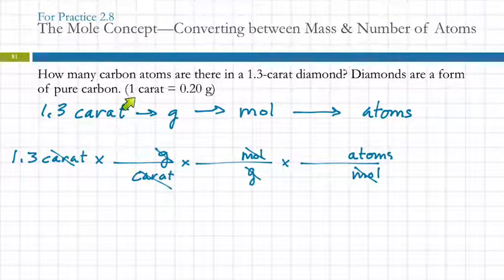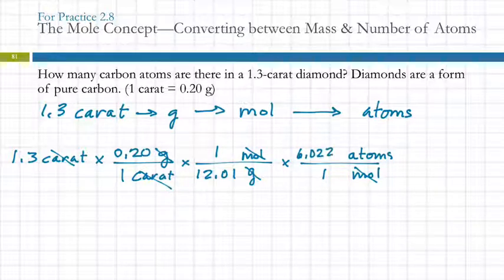So here we've got our grams and our carats. So 1 carat equals 0.20 grams. Here we've got moles and grams. That is the molar mass. We're going to use the average molar mass from the periodic table. 1 mole is 12.01 grams of carbon. Then atoms to moles, always the same, Avogadro's number. And it's so long, you never end up saving enough room for it.